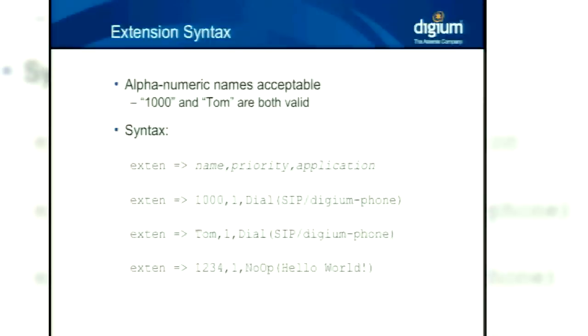But in this case, showing you some examples of extension, your name, 1,000, Tom or 1,2,3,4, your priority, when do you want that to execute, first, second, third, fourth, okay? And also your application. In this case, you see one of the most frequently used applications, Dial, the technology of SIP, and an endpoint called DigiInfo. So your applications take arguments and parameters. How do you find out what they are? If you were here earlier this morning, you saw that when I couldn't remember something, I did core show application record. Core show application whatever. If I cannot remember the types of arguments or the syntax that it takes, that's your first stop shopping on the CLI for that.